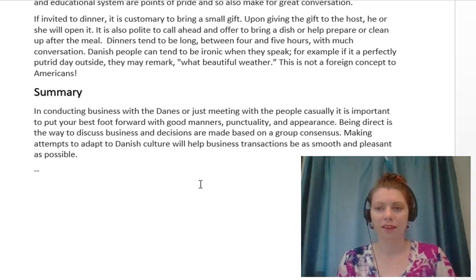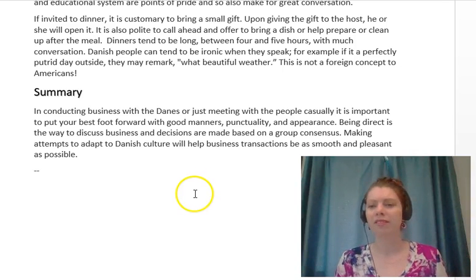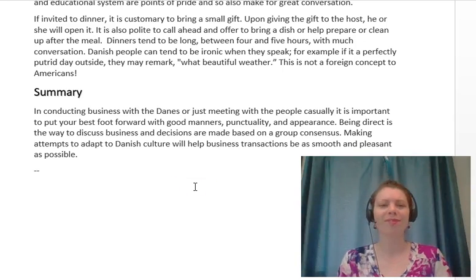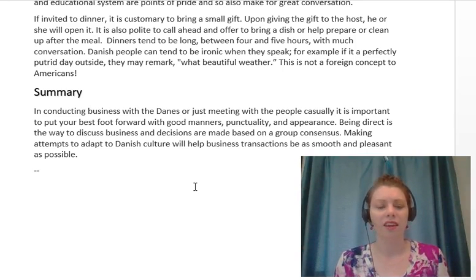So that is an example of a report in manuscript form. So it reads like a story almost, right? A little bit researchy. So it's telling us what to look out for and what to be aware of if you go to do business in Denmark.